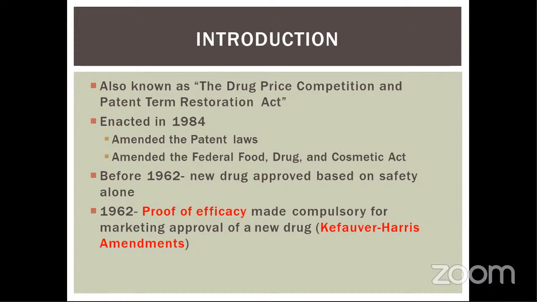Okay. Before 1962, new drug approval was completely based on safety. Before 1962, when a new drug came into the market, it was approved by the FDA or any other approval body, completely based on the safety of that particular API. After that, proof of efficacy was made compulsory for marketing approval of a new drug. That is known as the Kefauver-Harris Amendment. That came after 1962.